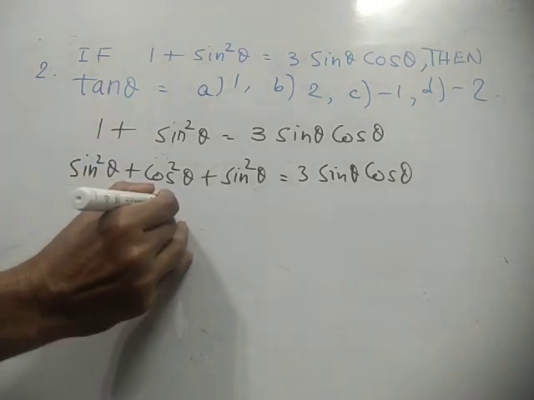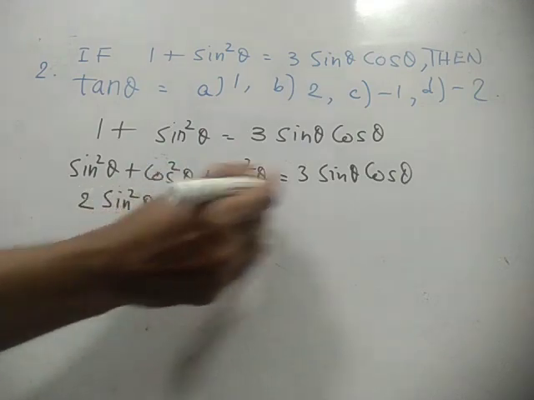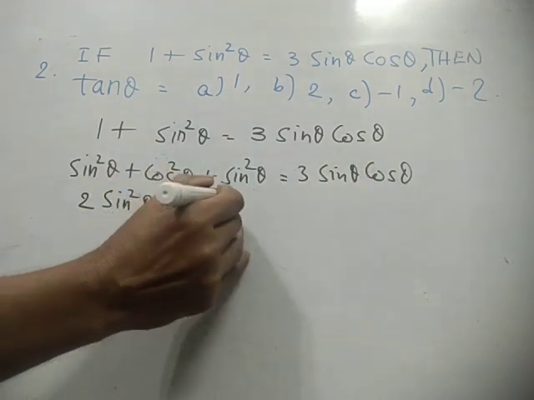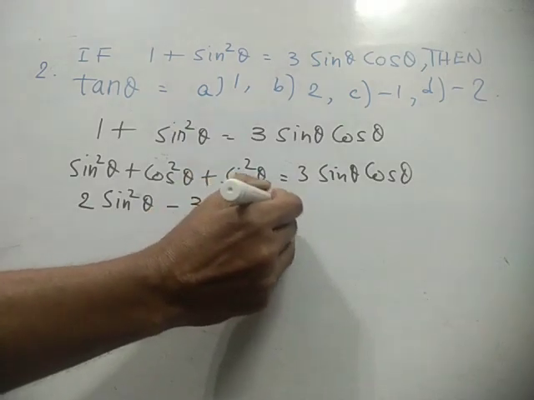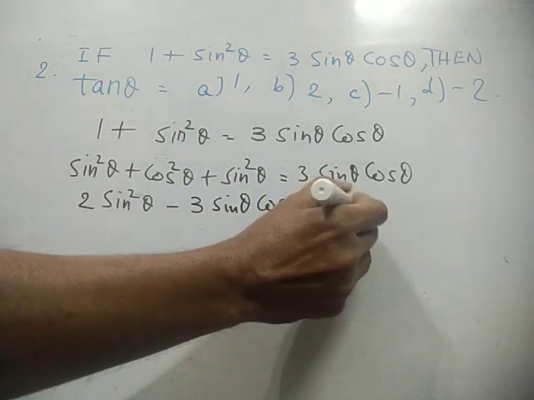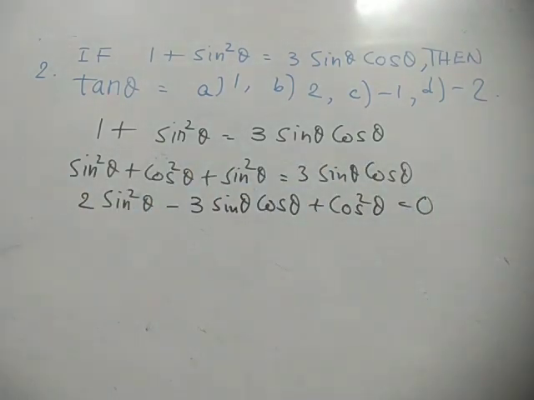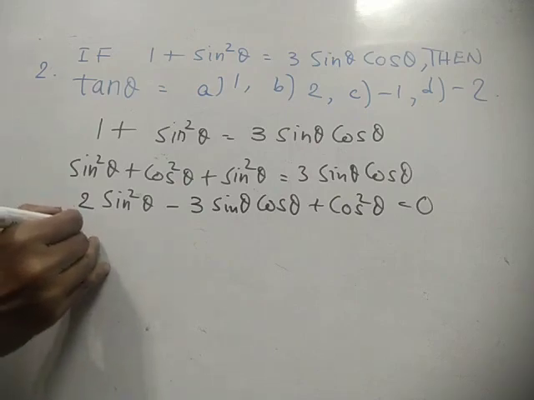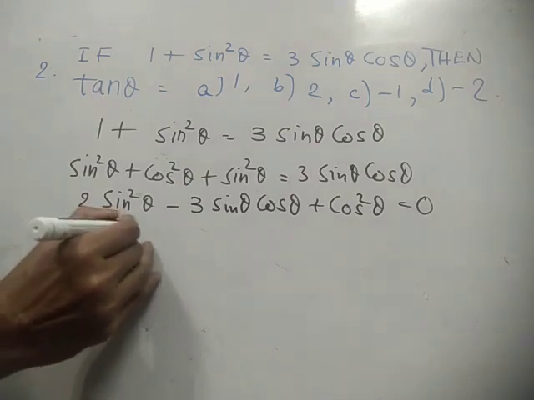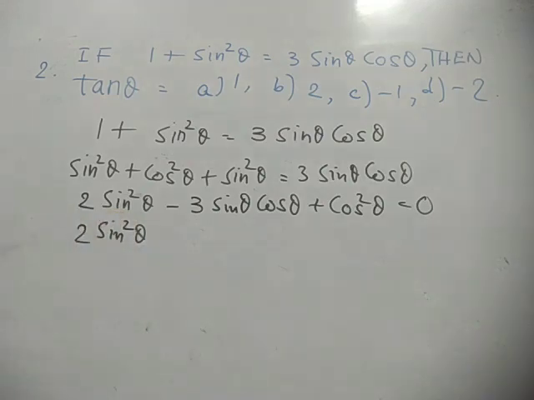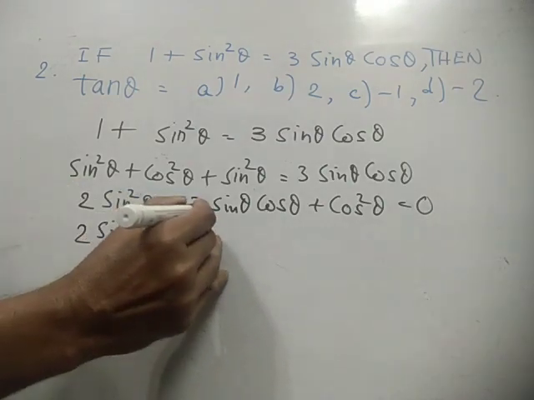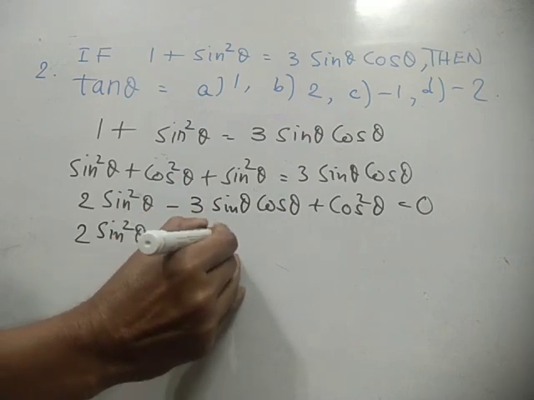That's why we wrote 1 as sine square theta plus cos square theta. Now next line, sine square theta plus sine square theta, 2 sine square theta. That 3 sine theta cos theta, if we write on the left side, right in the middle, and cos square theta at the end, then it is getting a quadratic equation shape. This quadratic expression, we can do middle term break. That way we will get the value of sine theta or the relation between sine theta and cos theta.